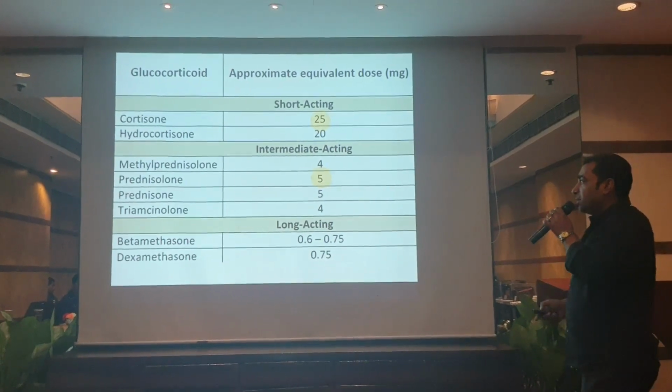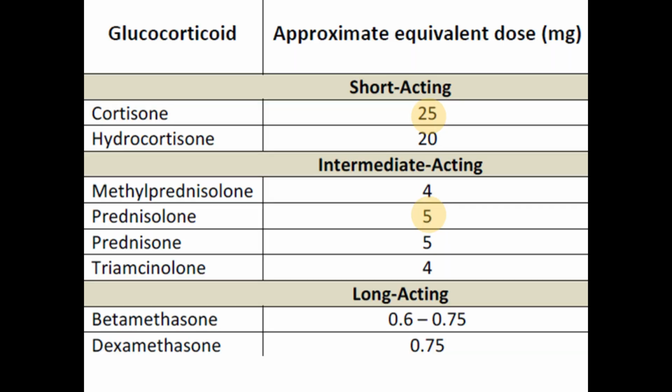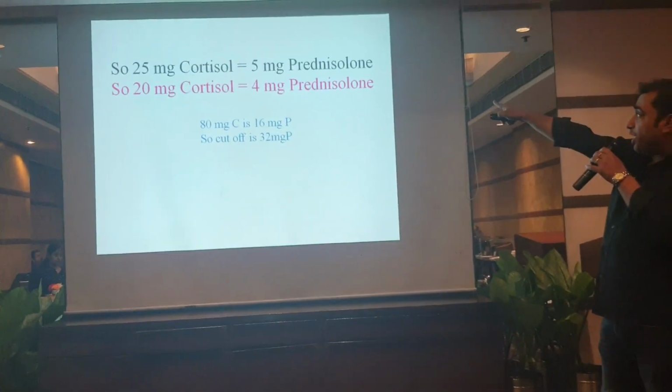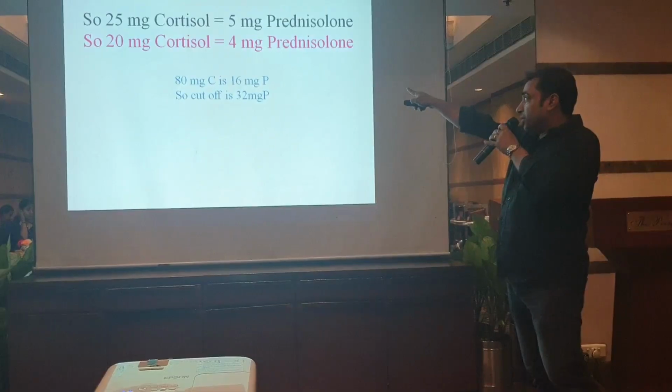Cortisol 25 milligram is equivalent to prednisolone 5 milligram. Prednisolone is the commonest form of oral steroid that is given to patients long term. 25 cortisol is equal to 5 prednisolone, because we mentioned before 20 milligram or more of cortisol. That is the cutoff. That is where you decide whether the patient requires steroid cover. So how do you calculate now? 25 milligram cortisol equals 5 milligram prednisolone. So 25, 5; 20 milligram is 4 milligram.